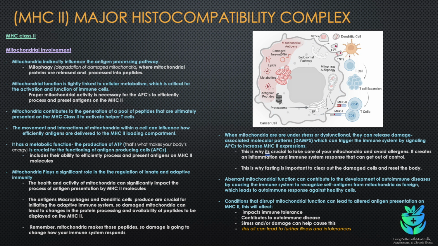Mitochondria play a significant role in the regulation of innate and adaptive immunity, so the health and activity of mitochondria can significantly impact the process of antigen presentation on MHC2 molecules. The antigens on macrophages and dendritic cells are critical for initiating the adaptive immune system, so damaged mitochondria can lead to changes in the protein processing and availability of peptides to be displayed on the MHC2. Remember, mitochondria make those peptides, so damage is going to change how your immune system responds.